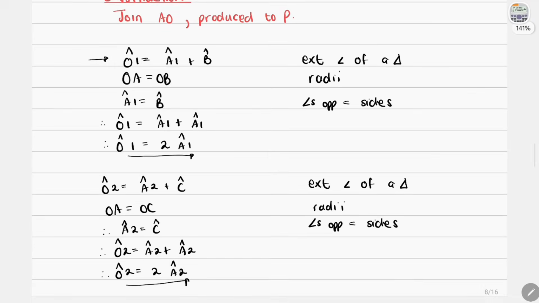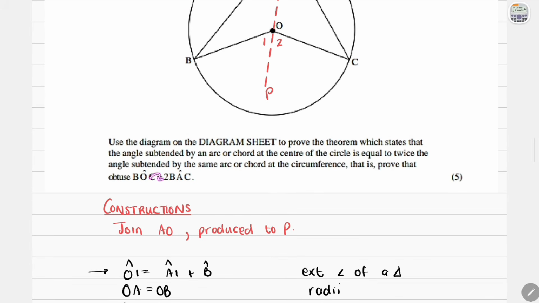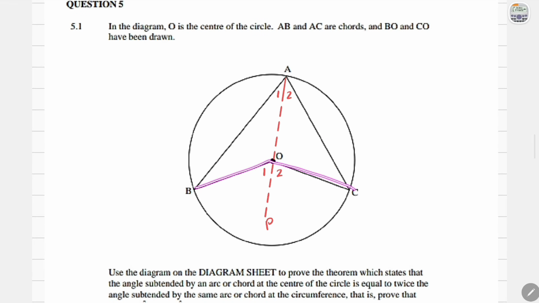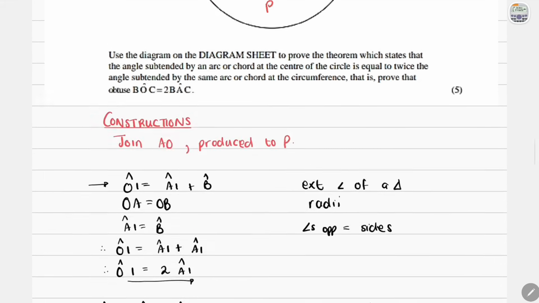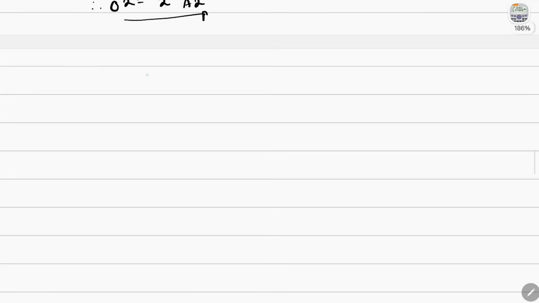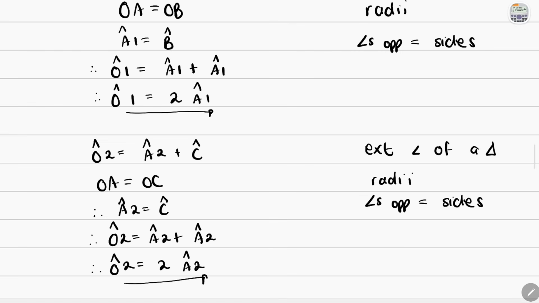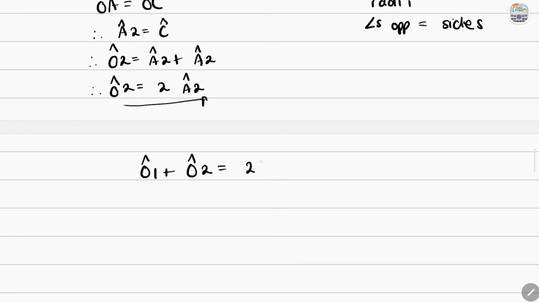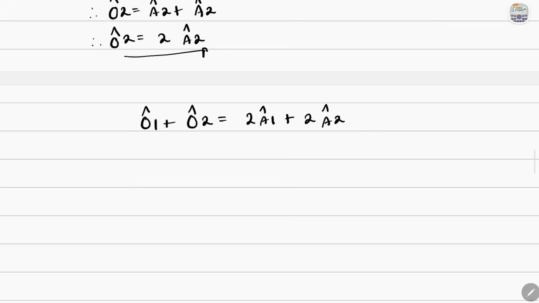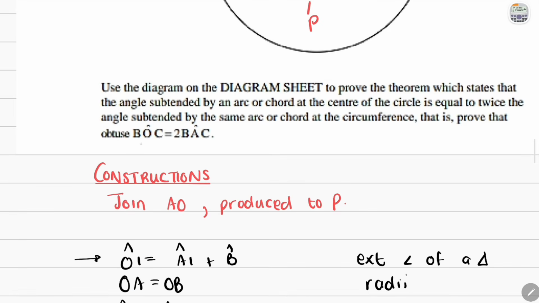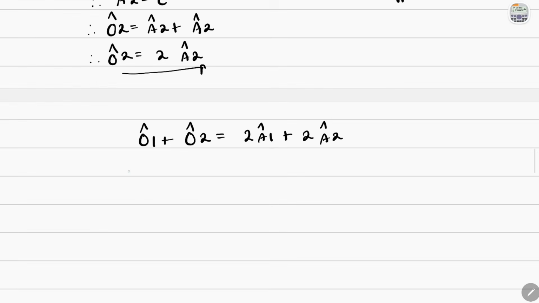With that, do you see how what they asked us to prove was angle BOC is equal to 2 BAC? Angle BOC is actually made up of the sum of angle O1 and angle O2. So if we add those two together, they give us that angle. Let's add them: angle O1 plus angle O2. Angle O1 was finally equal to 2 angle A1, and angle O2 was finally equal to 2 angle A2. We know that the sum of these angles makes up this angle BOC, so this is therefore equal to angle BOC.